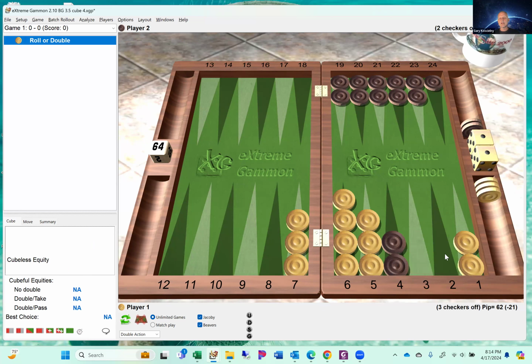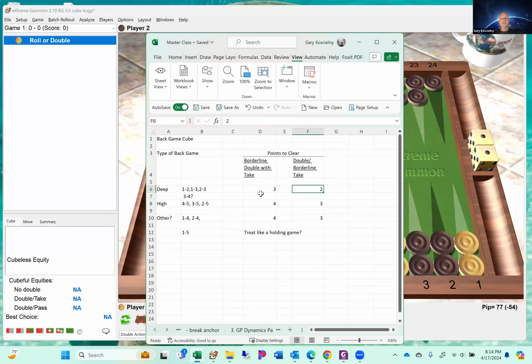Let's look at a deeper back game. So this is a 2-4. Let's look at it 2-3. So we're going to a 2-3. 2-3 here. 3 points to clear is a double. 2 points to clear is a pass.